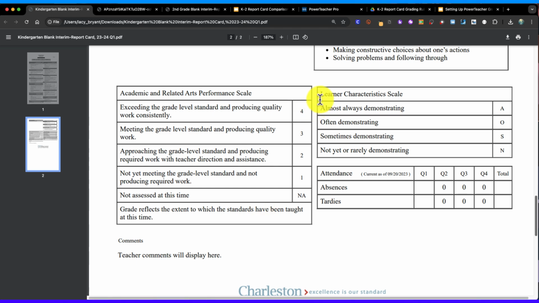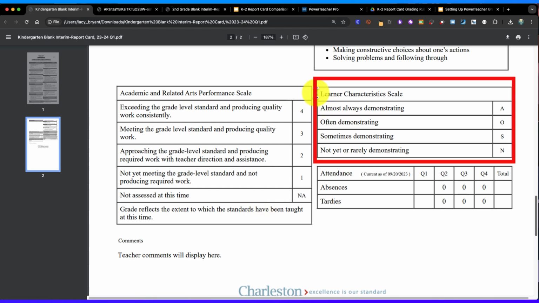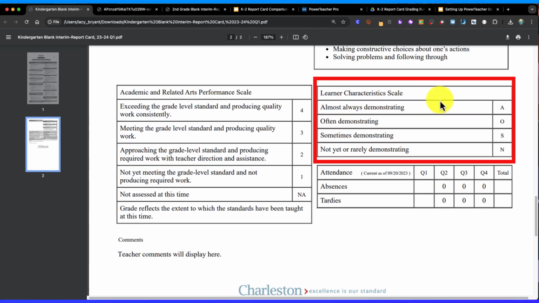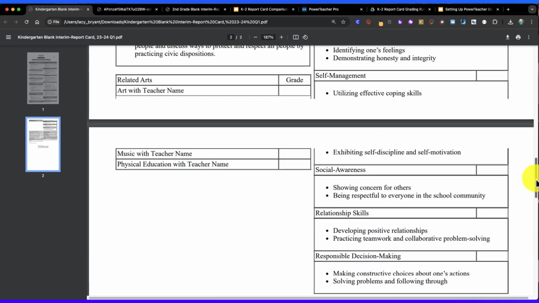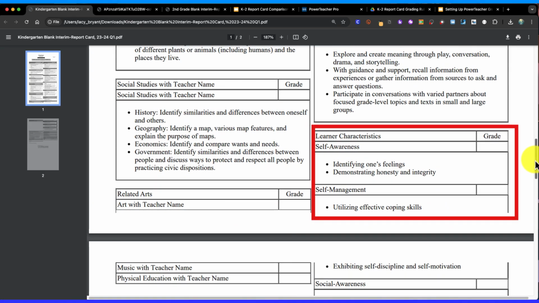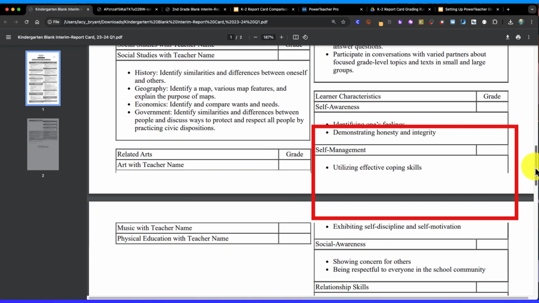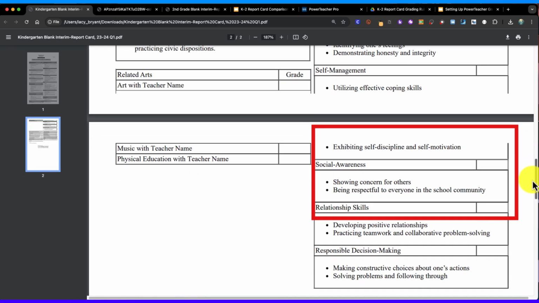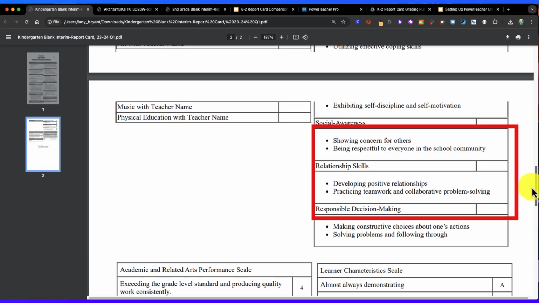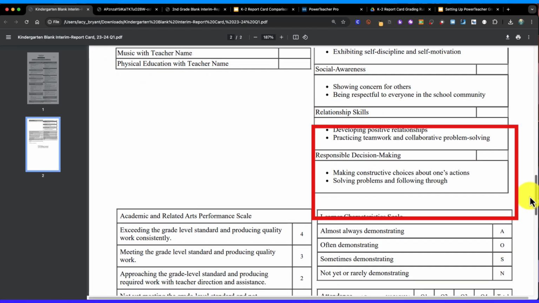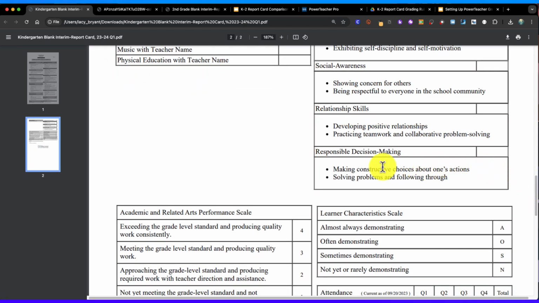Along with report cards having an Academic and Related Arts Performance Scale in grades K through 2, they also use the Learner Characteristics Scale. This Learner Characteristics Scale is used for learner characteristics on the report card. The learner characteristics are set into areas. These include self-awareness, self-management, social awareness, relationship skills, and responsible decision-making. The items listed under each of these learner characteristics are not exhaustive, but they are examples of what responsible decision-making could look like.